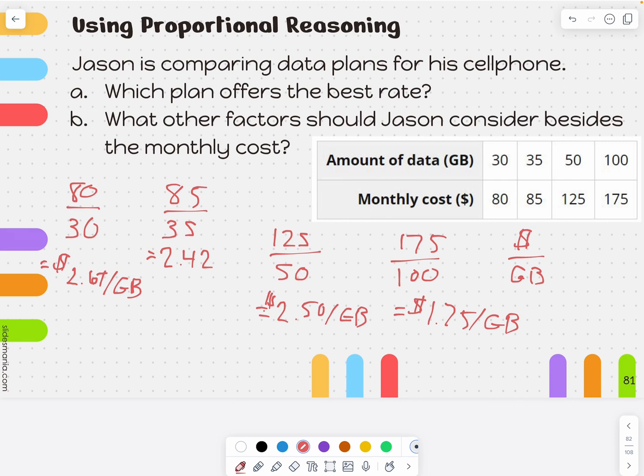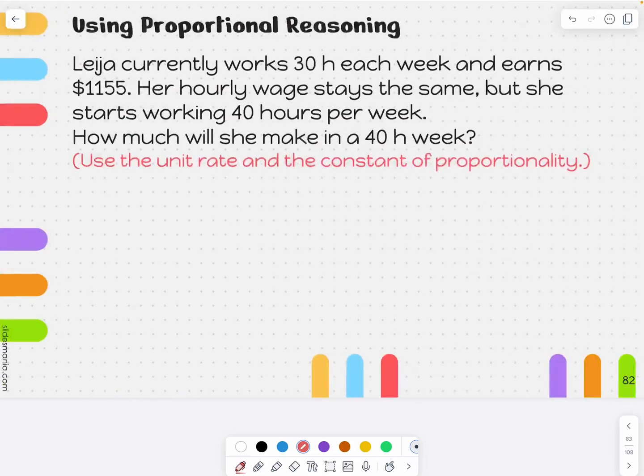So the lowest cost per gigabyte is that fourth plan, $175 for 100 gigs. So I'm only paying $1.75 per gig. Other factors he should consider is how many gigabytes does he need? Very few people need 100 gigabytes. So if you don't need it, don't pay more for it.